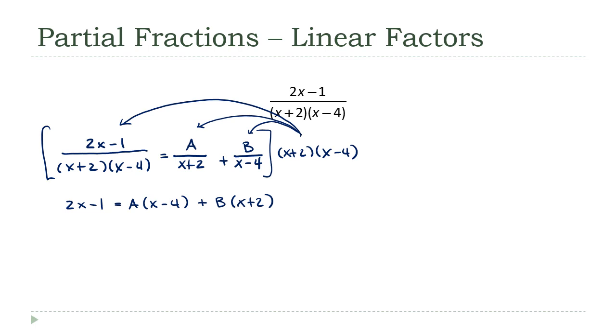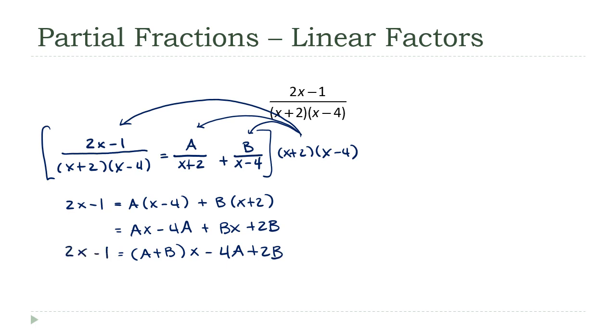Now I'm going to rewrite that right-hand side, and I want to group it so that it looks like a polynomial. I want to have something x plus a constant. So to do that, I'm going to start by distributing. This is Ax minus 4A plus Bx plus 2B. Then I'm going to group the x's. This is A plus B times x, minus 4A plus 2B. And remember, this equals 2x minus 1.